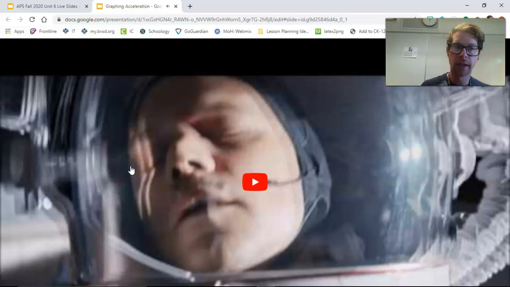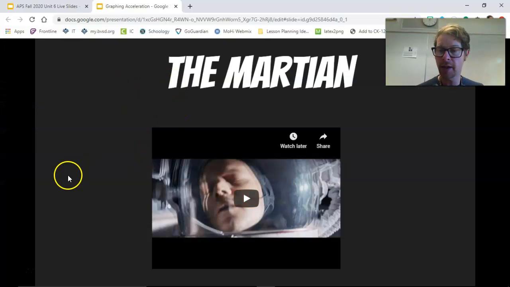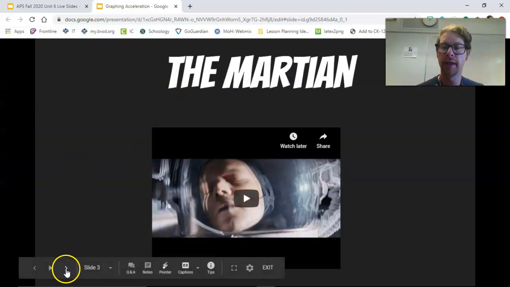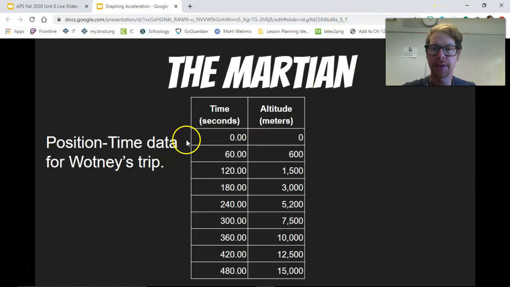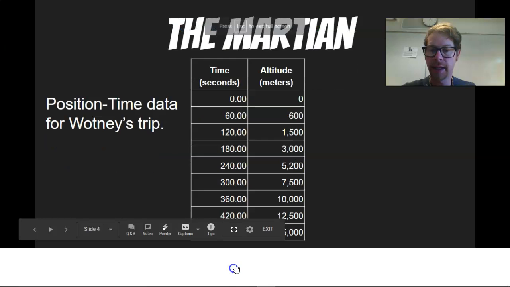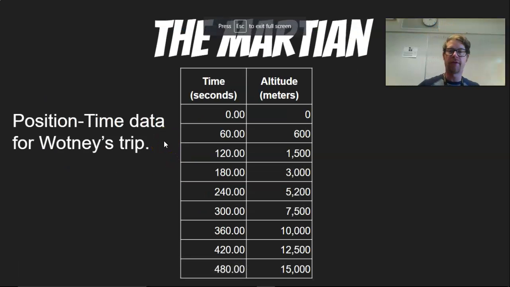Okay, so that was him taking off from the surface of Mars, and that is what we're going to explore in this video. So here's some data on his trip from the surface. This is position-time data. Remember, not the same as distance-time data.